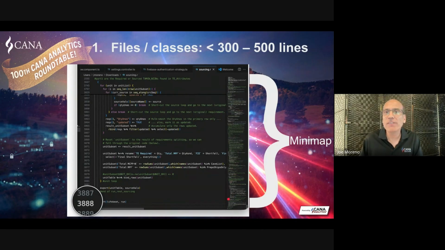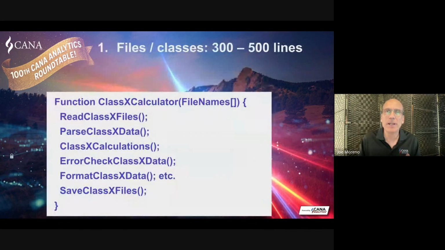And you kind of get a little bit of anxiety when you open this file and you see here in the mini map, which is a bird's eye view of your code, it's extending to the bottom of the page and it's very squished. So less than 300 to 500 lines of code. And this makes it easier to debug.